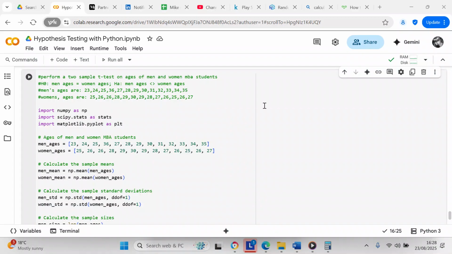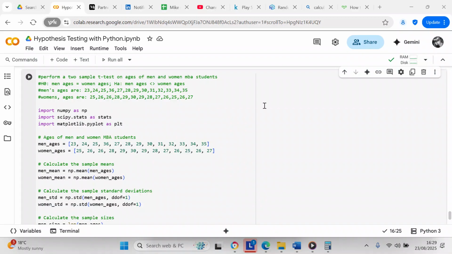I'm giving you a list of men's ages, which are 23, 24, 25, 36, 27, 28, 29, 30, 31, 32, 33, 34, 35. And then the women's ages are 25, 26, 26, 28, 29, 30, 29, 28, 27, 26, 25, 26, 27.